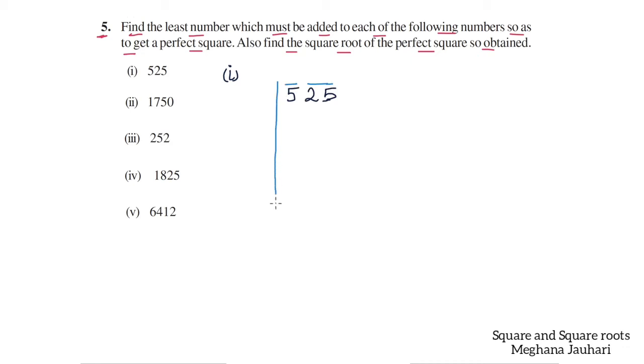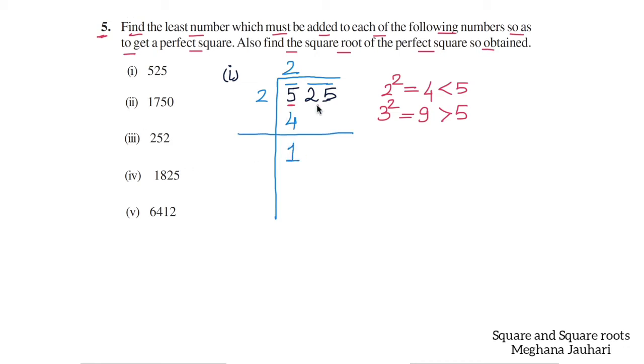Next, we are going to find the largest possible number which should be less than or equal to 5. 1 square is 1 only, which is not close to 5. So now let's take 2. 2 square is 4, which is less than 5. Now let's check 3. 3 square is 9, which is greater than 5. That's why we have to take 2 as our new divisor. 2 times 2 gives you 4, and on doing subtraction we will get 1 over here.